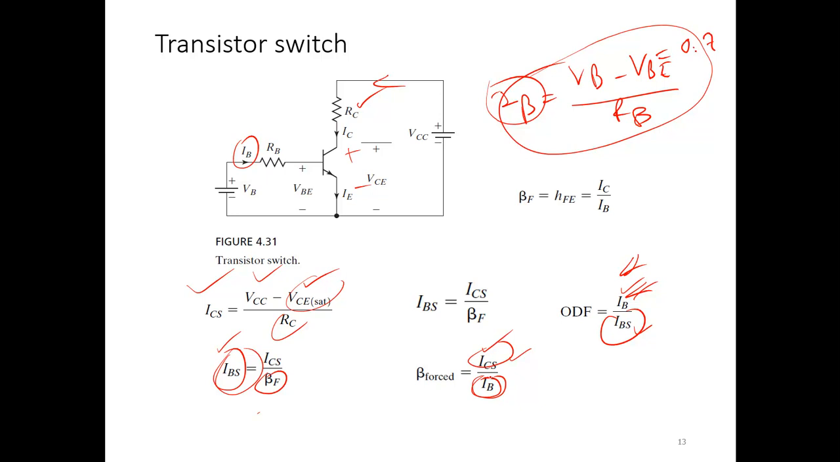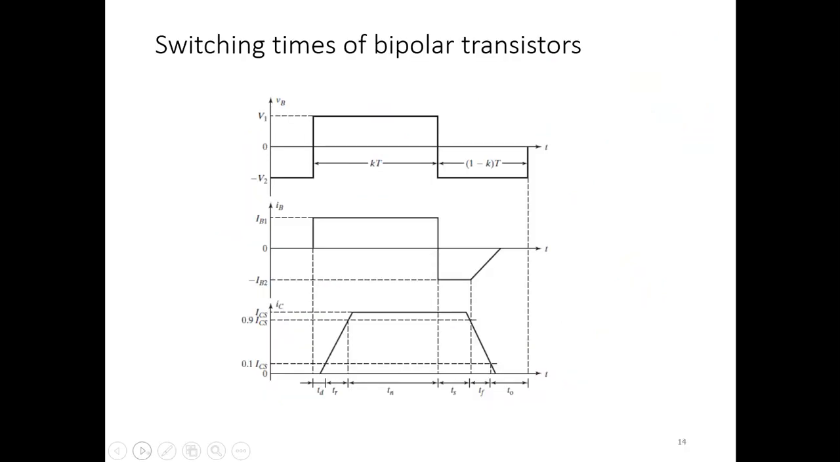That will be much lower than the beta of the transistor. If the beta is 100, this could be about 10 or 8. It is normally much lower than the nominal beta of the transistor, which is the one we have mentioned again and again.